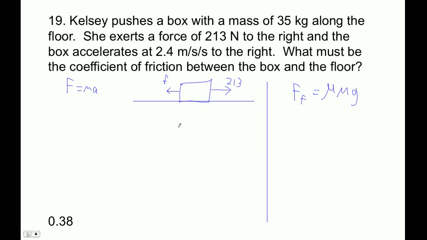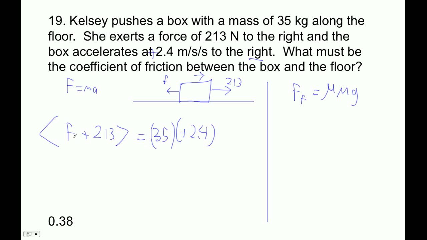Okay? Okay, so let's set this guy up. Our F equals ma looks like this. We've got F plus 213. Those are our forces, right? That equals 35. And then let's see, it's accelerating to the right, right? It's accelerating that way. So this is positive 2.4, right?